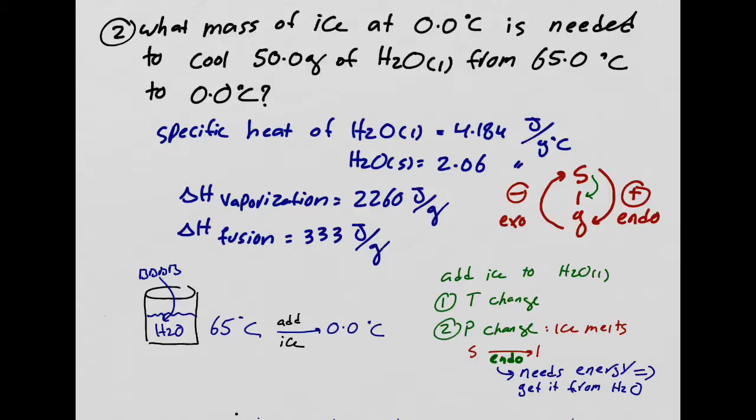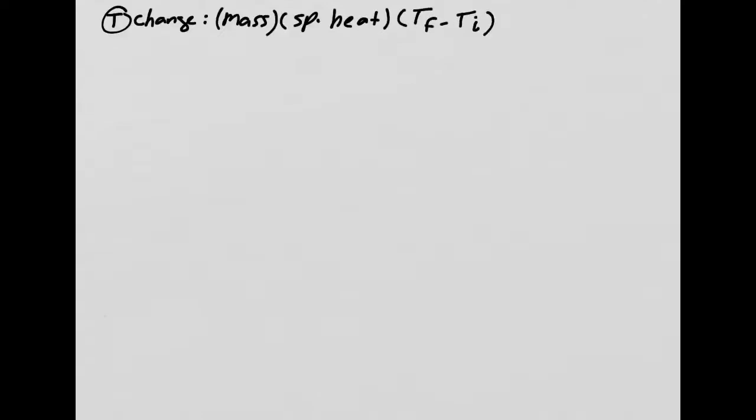Beautiful. Now, we said that we are going to have a T change. So if I have a T change, I know the formula for my T change is mass times specific heat times T final minus T initial. Okay? Now, water did a T change. So my energy is going to equal, what was the mass of water I used? In your glass, there was 50 grams of water. Is water liquid? What's the specific heat?